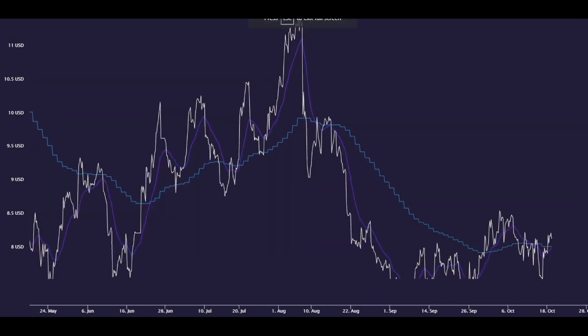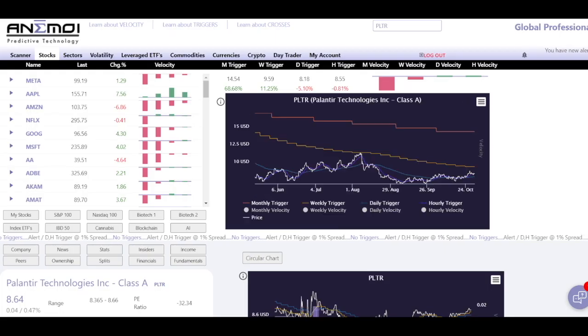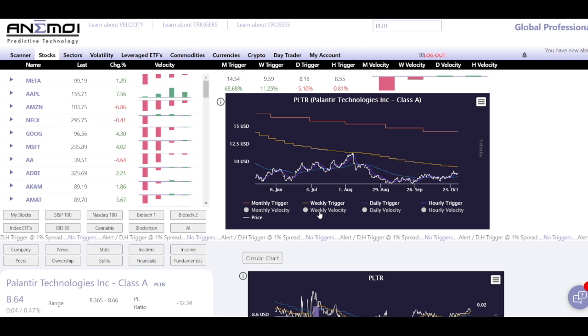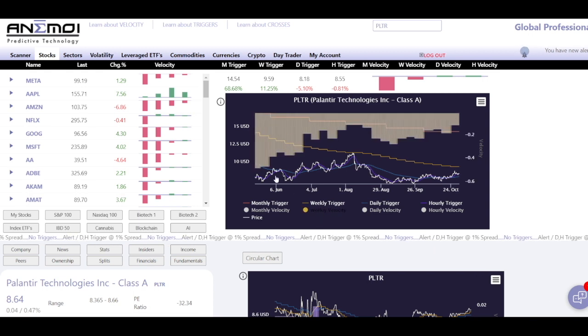Okay, so let's break it down. First, 11% upside air pocket to the weekly, 68% to the monthly. Look at the monthly velo. Nothing telling us it wants the monthly yet. Weekly velo, obviously a whole lot of accumulation going on.